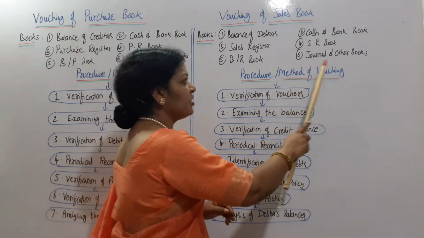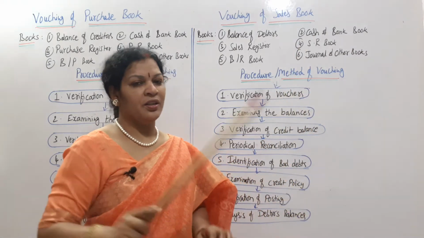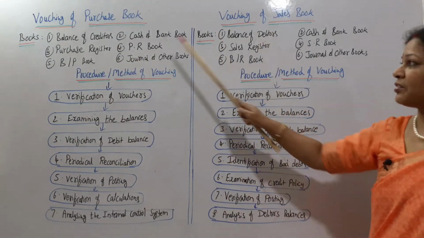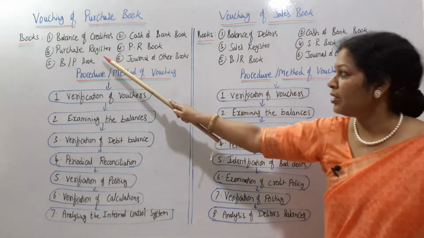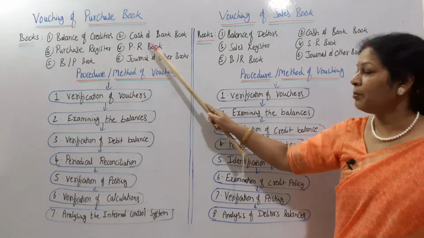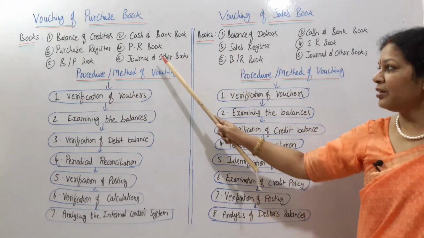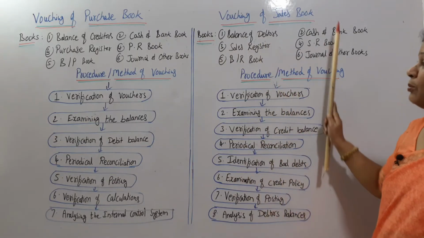In the same way, lastly, journal and other books we have to observe. Same books. See, balance of creditors, balance of debtors. Cash and bank book as it is. Purchase register, sales register. Purchase returns book, sales returns book. Bills payable, bills receivable. And this one is as it is. So same books we are observing.